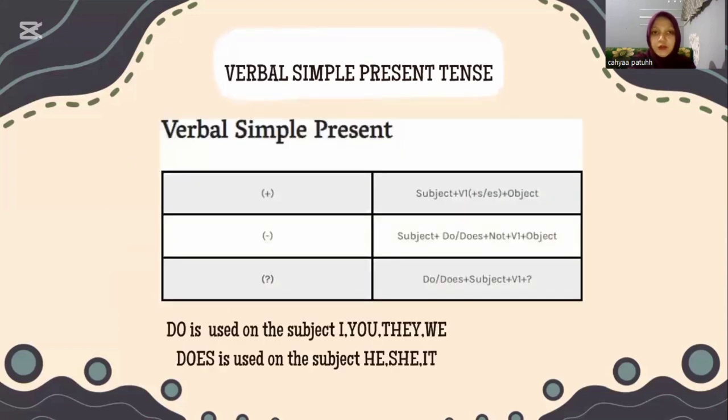The next slide is about verbal simple present. Example of pattern simple present. Positive: subject, verb 1 with s or es, and object. Negative: subject, do or does not, verb 1 and object. Interrogative: do or does, subject and verb 1. Do is used with the subjects I, you, they, and we. Does is used with the subjects he, she, and it.